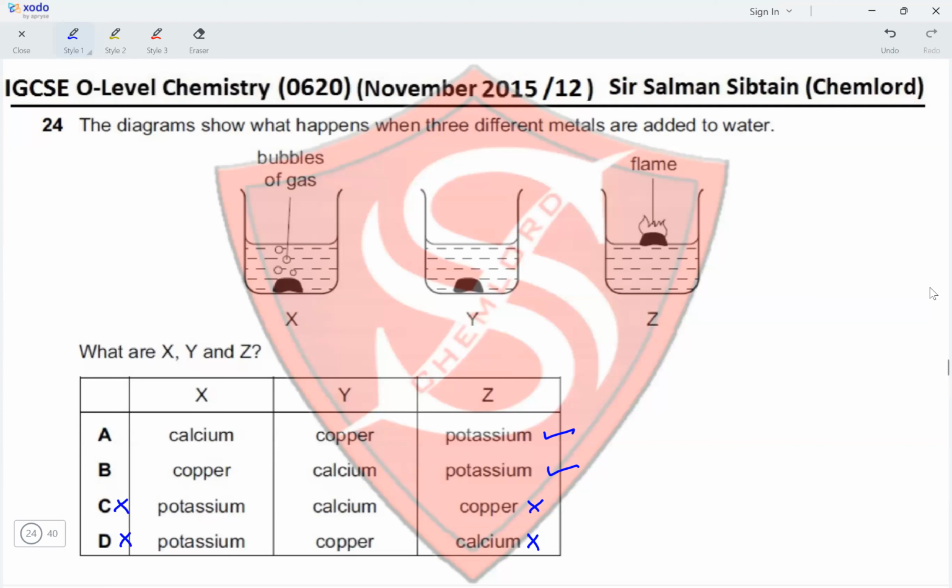So now X is a metal with a high density and it reacts with water. Y is a metal with high density but does not react with water. So X is calcium. Yes, calcium reacts with water. Y is copper. Yes, copper does not react with water. So this eliminates option B as well and makes option A the correct option for this question.